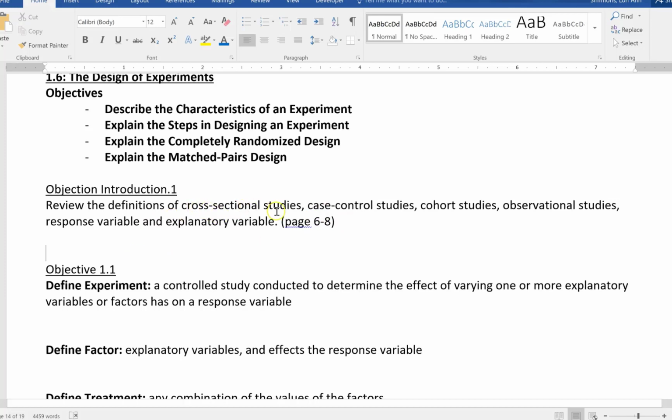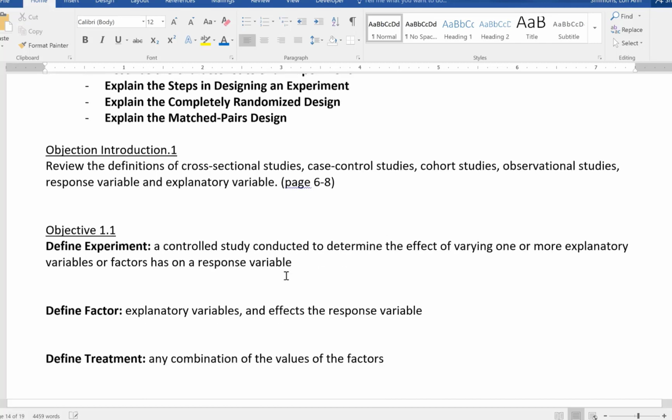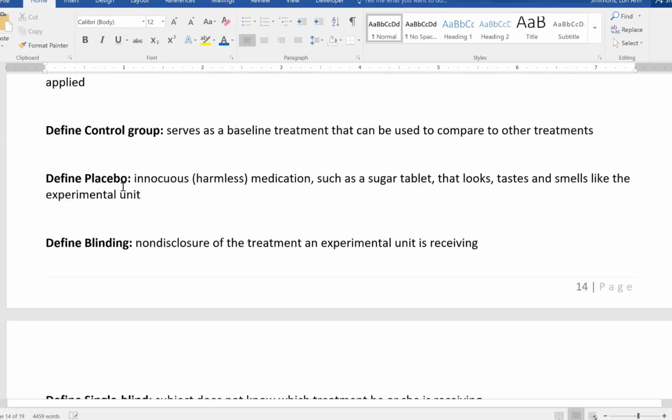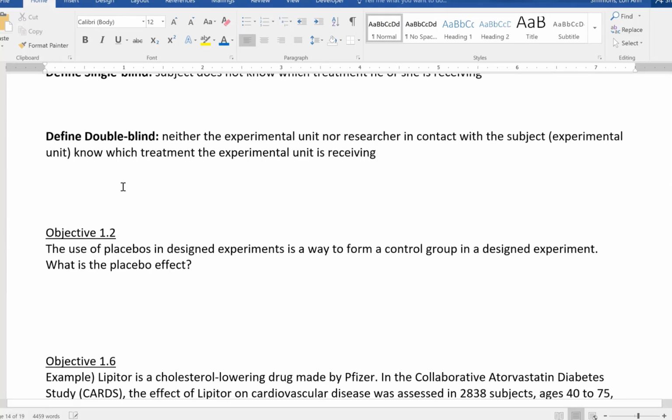definitions of cross-sectional studies, case control studies, cohort studies, observational studies, response variable, and explanatory variable. Then I would like you to read these definitions. If any of those definitions are unclear, please post in the discussion board.